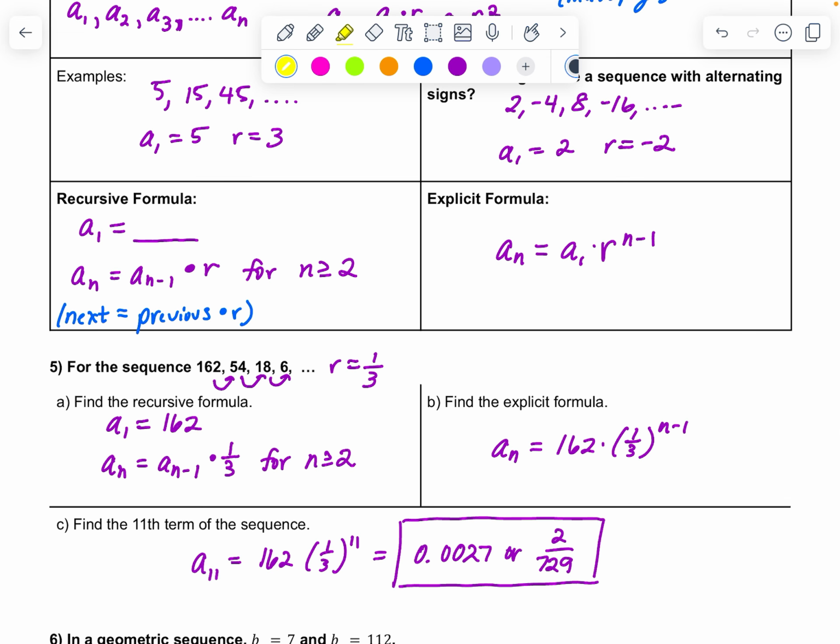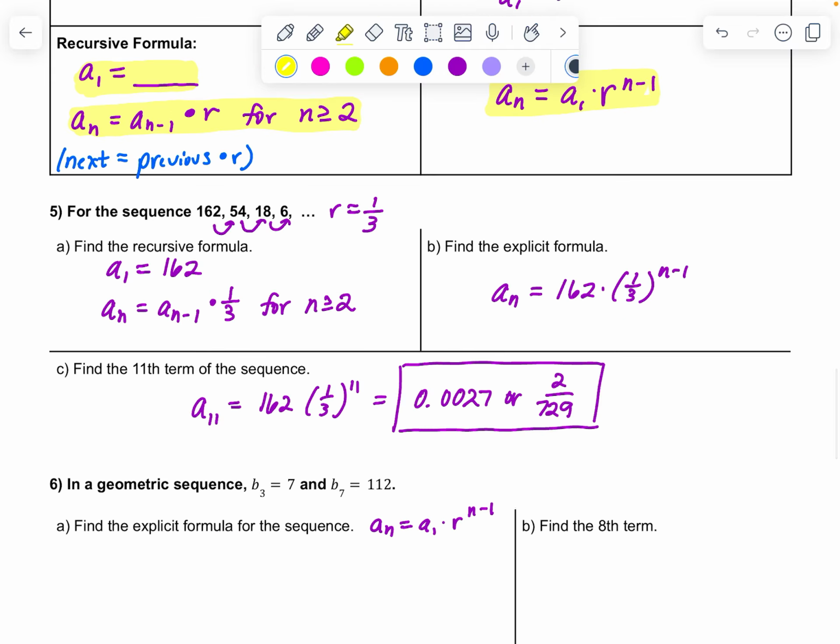Here are the explicit formulas. I'm going to be highlighting them because they're important. Recursive, that's our first term, and then it would be the next term is the previous term times r for any n greater than 2, and then here's our explicit formula. So that repeated multiplication is represented with an exponent.